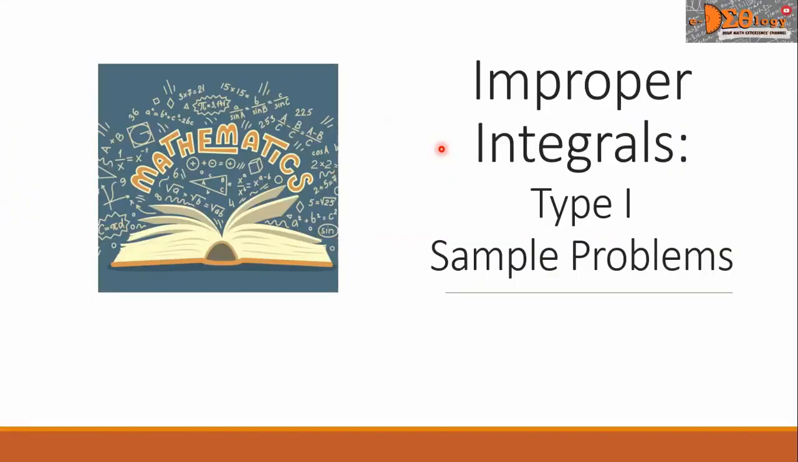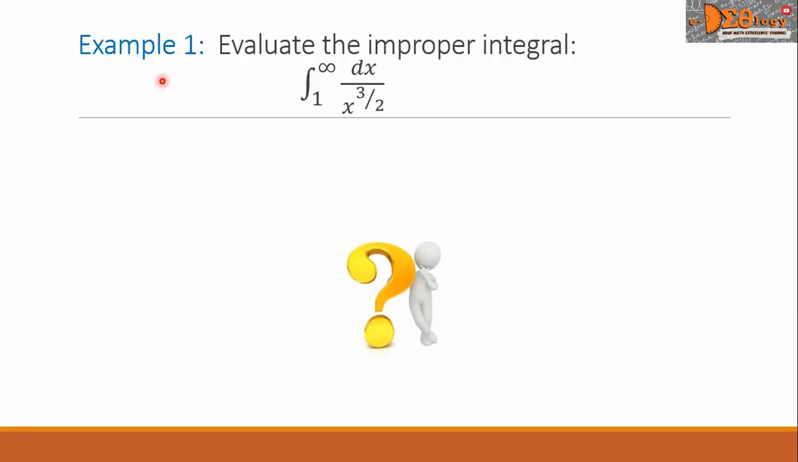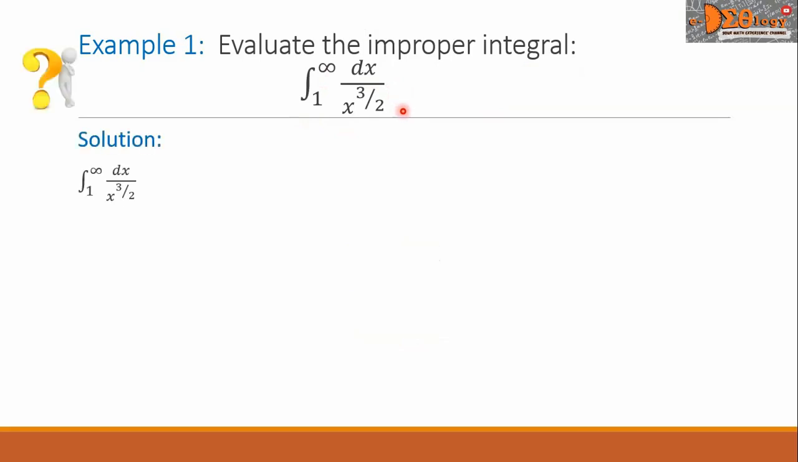Hi everyone, in this video we're going to show type 1 sample problems for improper integrals. This is example 1. Evaluate the improper integral: the integral from 1 to infinity dx over x raised to 3 over 2. Let us copy this problem down here and we take note that the upper limit here is an infinity. So this is a type 1 improper integral.